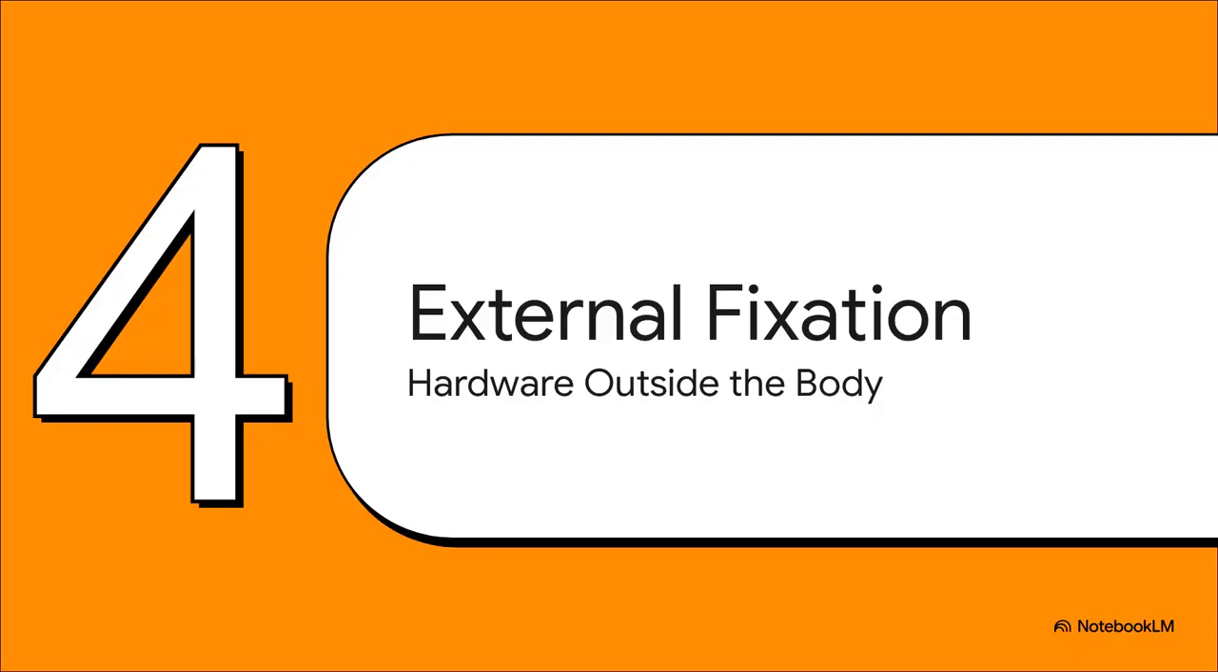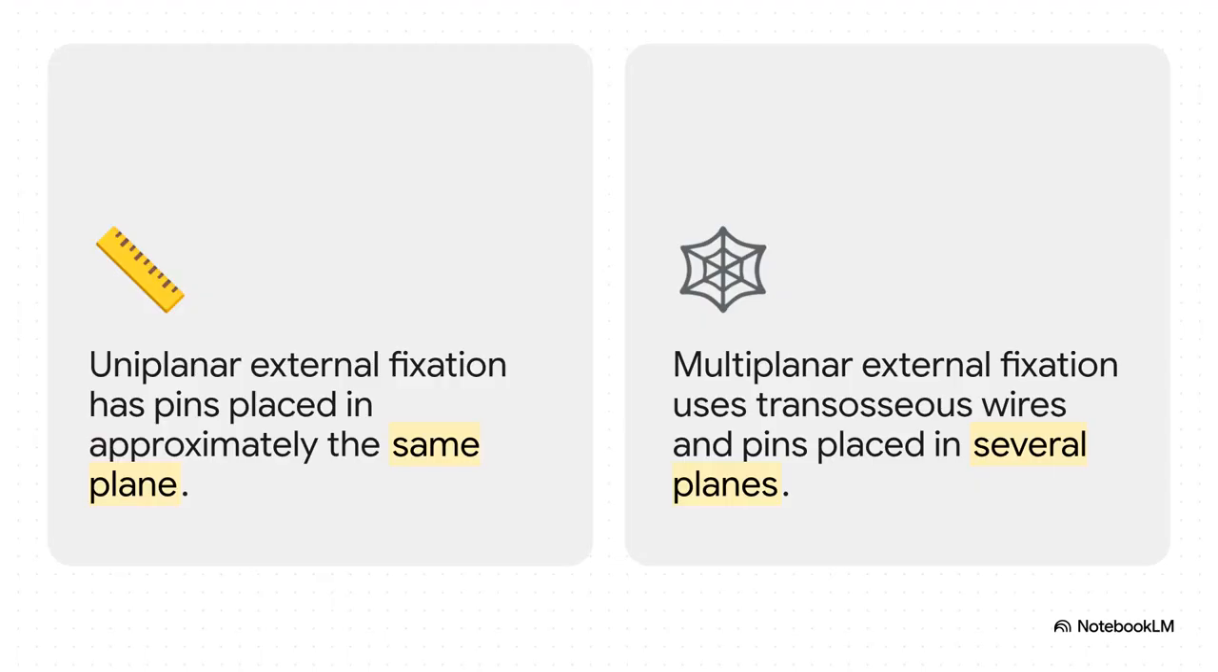All right, let's move to Section 4, understanding external fixation. Beyond treating the actual break, we often have to code the hardware that's holding it all together on the outside of the body. There's a really clear distinction to make here between the two main types. Uniplanar external fixation means the pins are placed in roughly the same flat plane. Just picture a straightforward single row of pins sticking out of a leg.